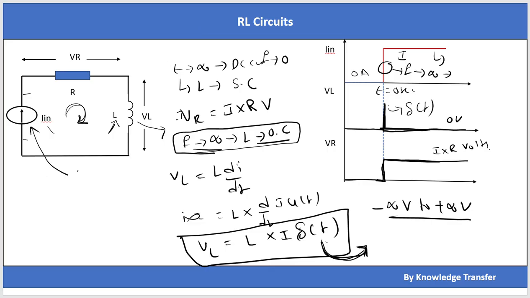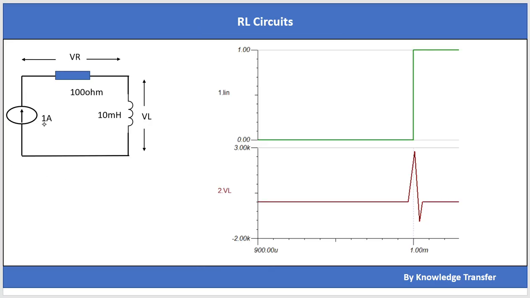So I have simulated the same. Let's see. I have taken 1 ampere, a 100 ohm resistor and a 10 millihenry inductor. You can see there is an impulse voltage provided by this ideal current source. It went to around 3k volts. Because of that, you can see a step current flowing through this circuit, and after this impulse voltage, VL became 0 volt again. So after the impulse, VL became 0 volt.